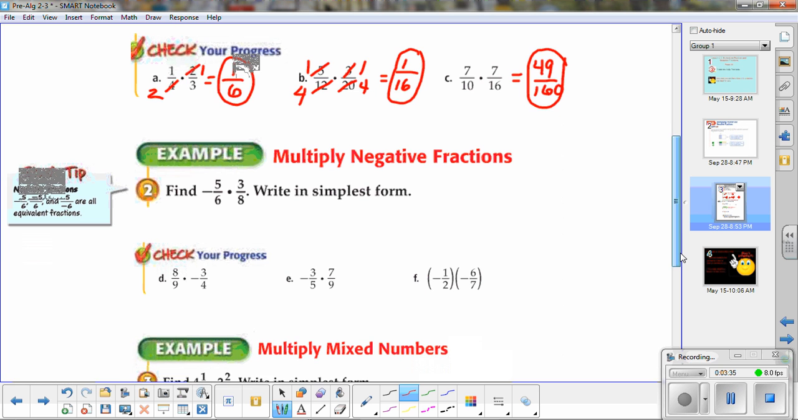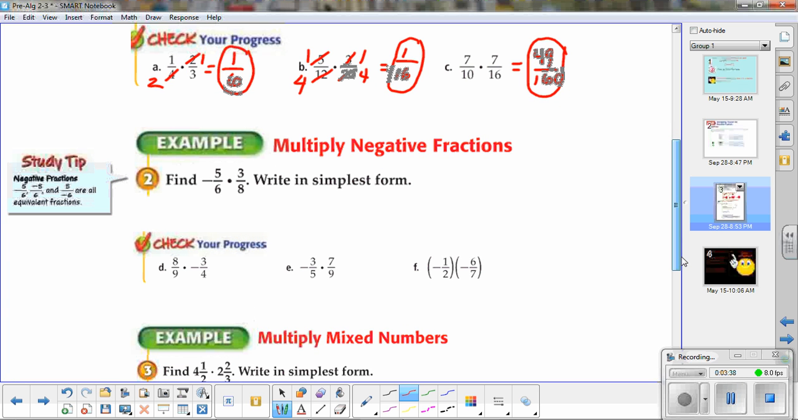Example 2 is the same thing, except for now they throw in some negative signs, so you have to remember what we learned in Chapter 1 about multiplying positive and negative numbers. Before you even start, I would decide if your answer is going to be positive or negative. In this case, a negative times a positive. If you have one of each, it's always going to be negative. Remember, bad things happening to good people is bad.